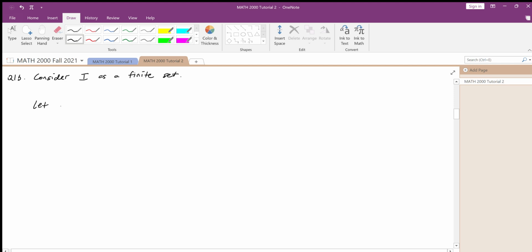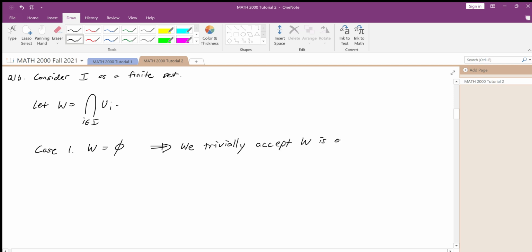We let W be the intersection of the UIs. So we have two cases. Case 1, W is an empty set. In this case, we trivially accept that W is open. Without any issue, we just accept it. Empty set is always open. It's also always closed.